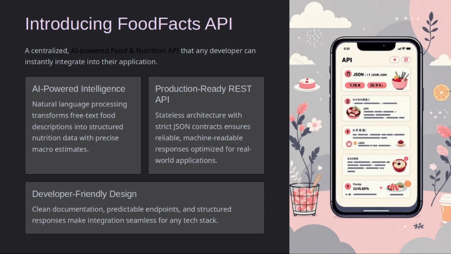FoodFacts API is an AI-powered food nutrition API built for developers. It turns real-world food descriptions into clean, structured nutrition data. It's production ready, easy to integrate, and designed to just work, so developers can focus on products and not data problems.